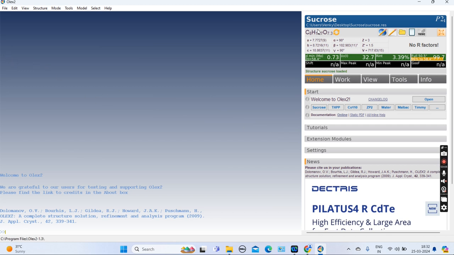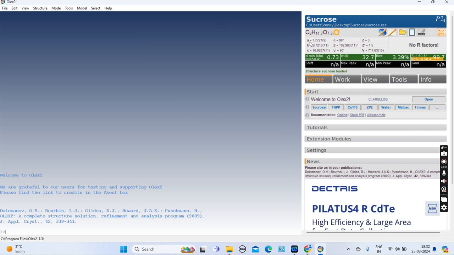Here, this right hand side, you can get all the detail. What is the space group? This is a data name, sucrose. This is a formula. What is there? Sucrose formula. But this is not exactly correct here. We have to update later.